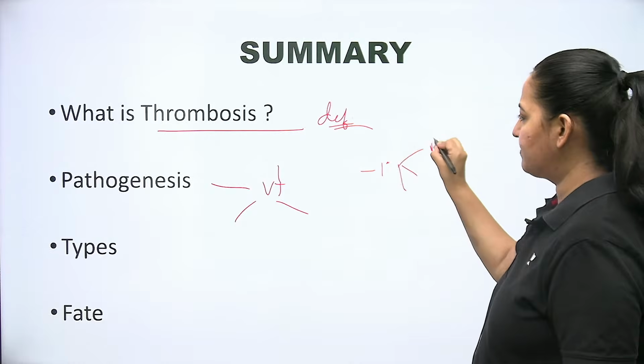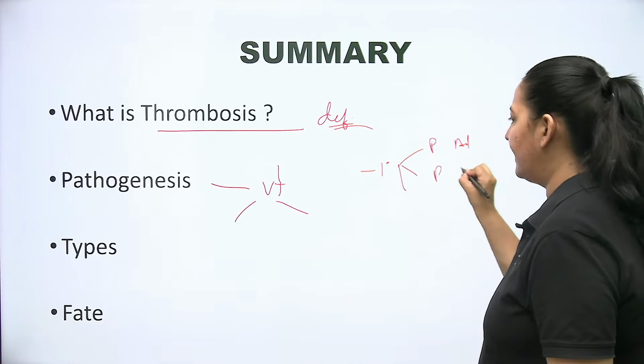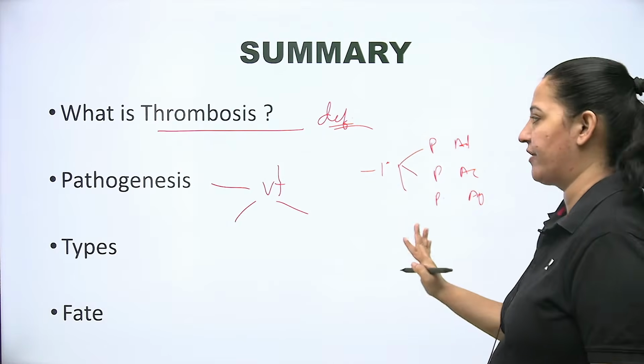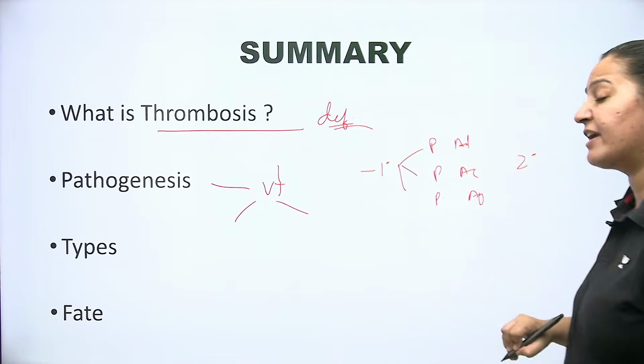Explain the 3 things. What is platelet adhesion? What is platelet activation? And what is platelet aggregation? Draw the flowchart, draw the beautiful diagrams. Draw the secondary clot. How will the secondary clot form?